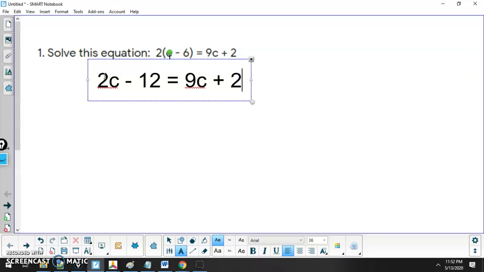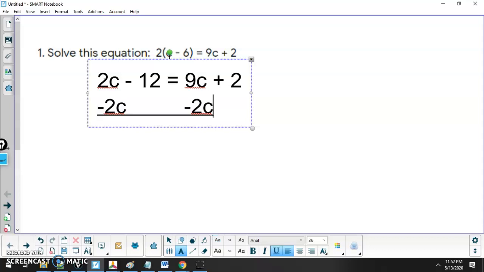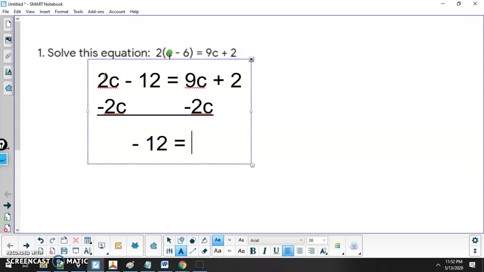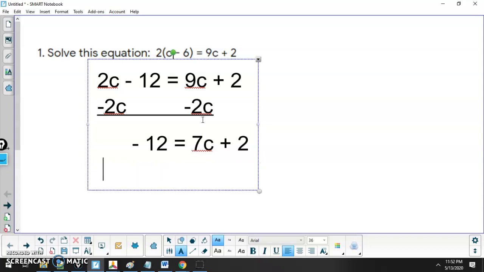The second step is to move all the variables from one side to the other. If I want to stay positive, I'm going to subtract 2c. If you wanted to go negative, you would subtract 9c, but I like to be positive here. Even though you do have a negative 12 left, you end up with a nice positive 7c plus 2.